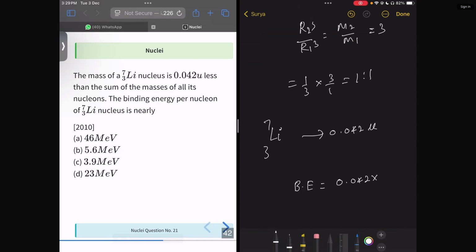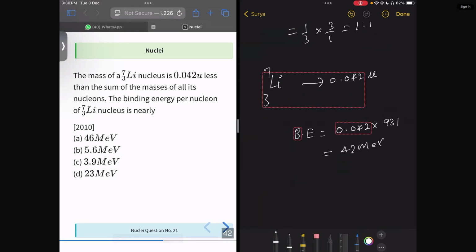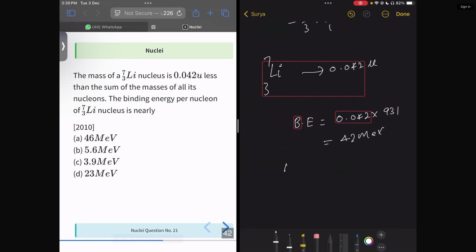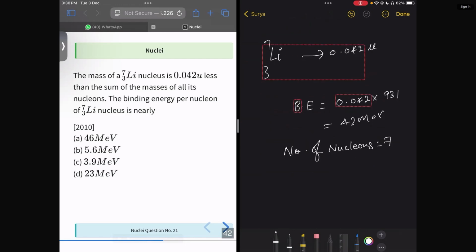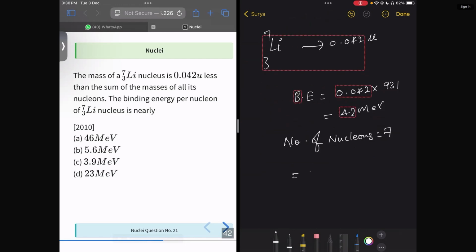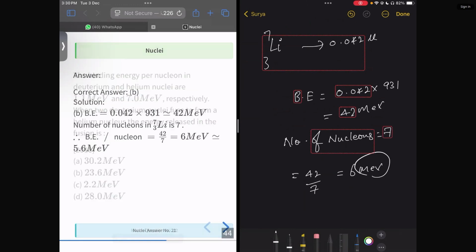0.042 into 1 amu, which is nothing but 931. It will be 42 million electron volt. The number of nucleons will be 7, right? So binding energy per nucleon will be 42 divided by 7. So it is 6 million electron volts. So it will be around 5.6 we can approximate. So option B is the right answer.